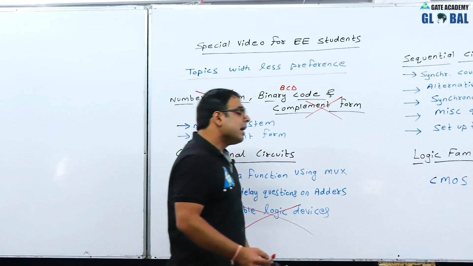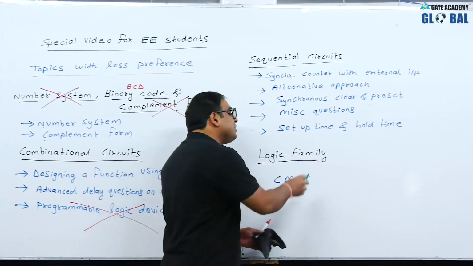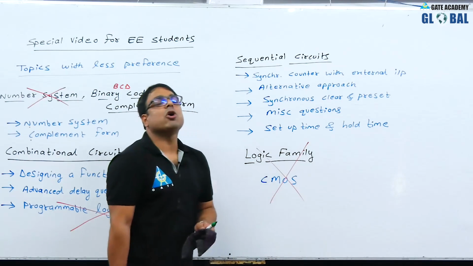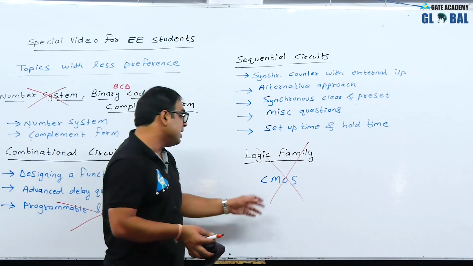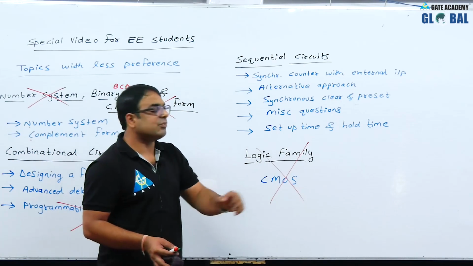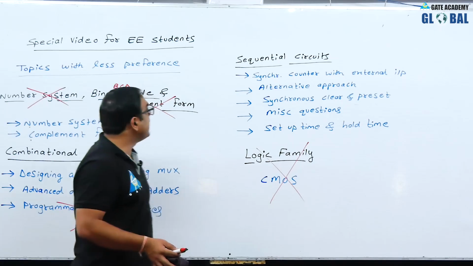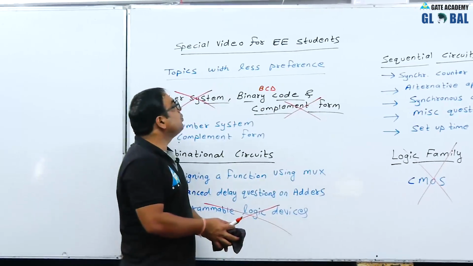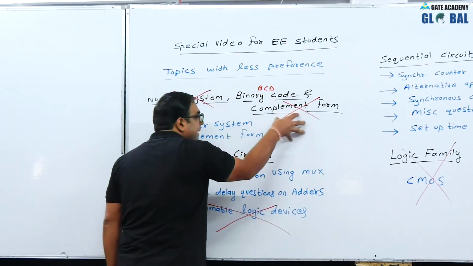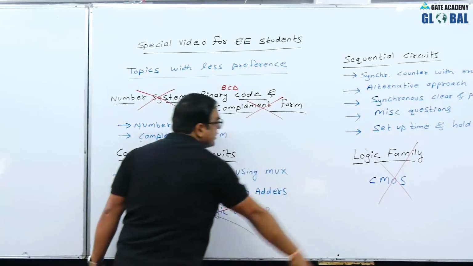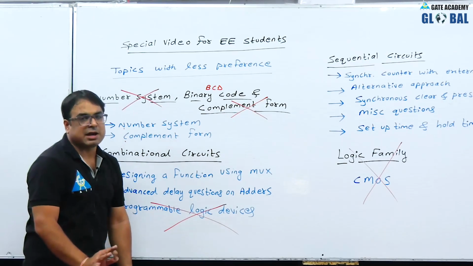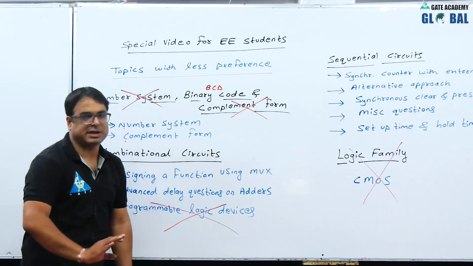And in logic family, you can ignore the complete unit of logic family, because for electronics and instrumentation they may be asked the question of CMOS logic family. You guys will not be asked questions from this unit. So what you can very comfortably skip: number system, complement form, CMOS logic family and programmable logic devices. Till now, whatever topics I have told you, you can ignore very comfortably.